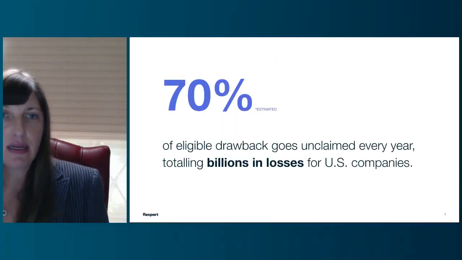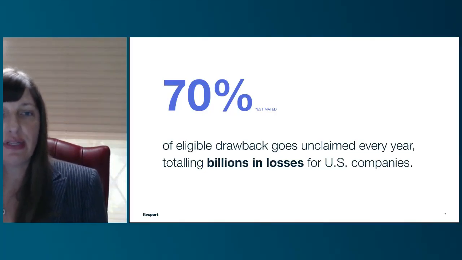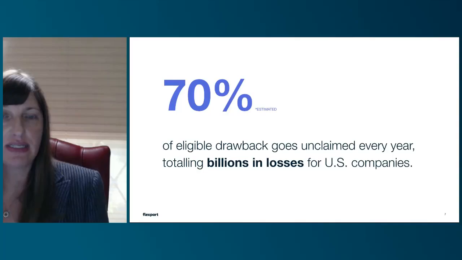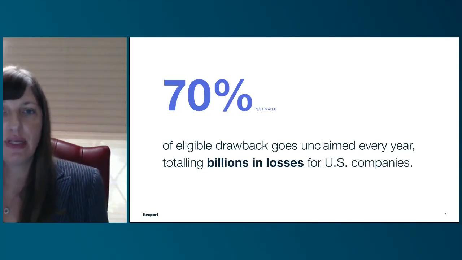It is estimated about 70% of eligible drawback goes unclaimed every year, totaling in billions of losses for U.S. companies. For perspective, in 2023, there was $3.9 billion in drawback filed.